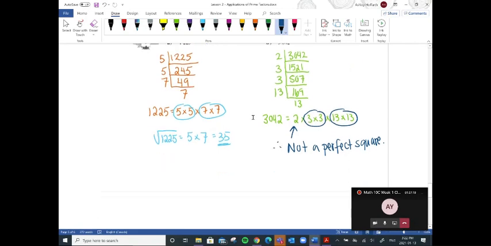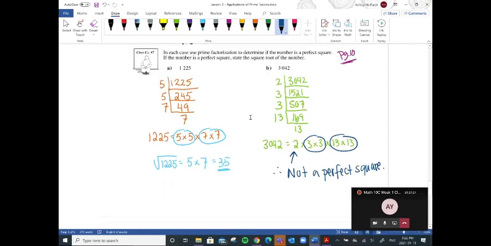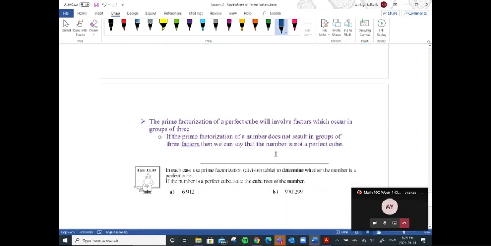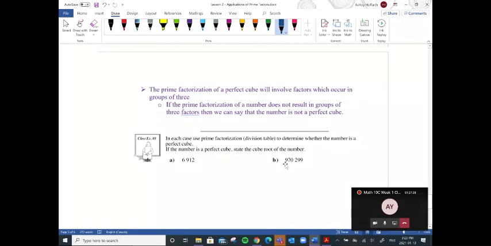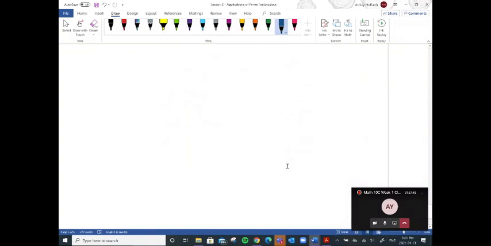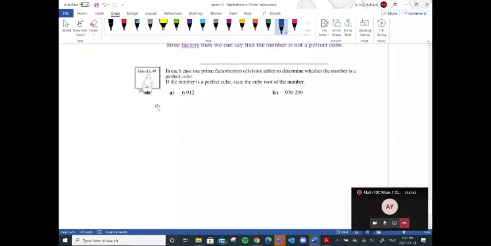Okay, and then the same case is true with perfect cubes. But you can imagine now with perfect cubes, you would have to have groups of 3 numbers, right? Because the index is a 3. With a perfect square, the index is a 2, so you have to have perfect pairs. So we can do the exact same thing to check if any big number, or any number really, is a perfect cube.